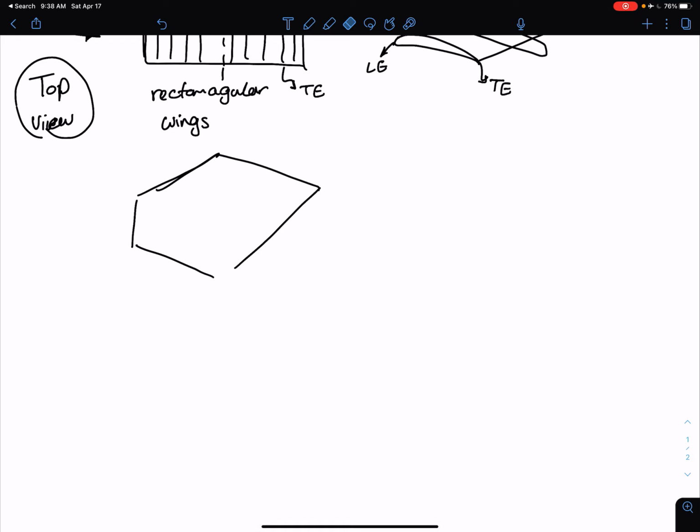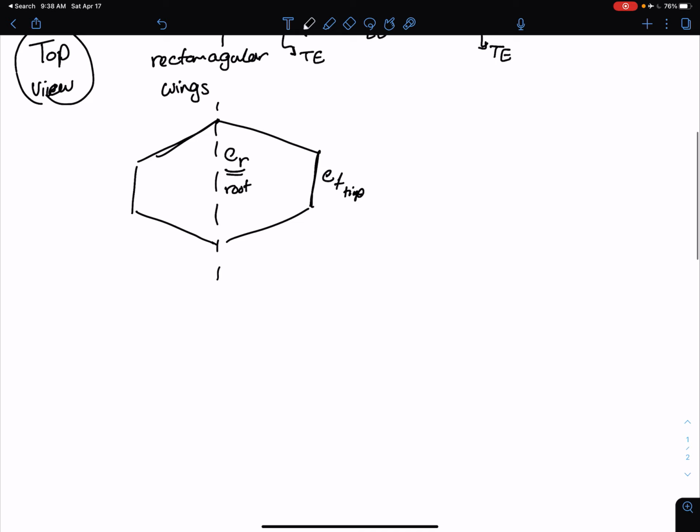So we can have a wing with a non-uniform chord. This is going to be your midplane or root, and the chord length of the root is called CR. This is going to be the chord length of the tip. So root of the wing, tip of the wing, and we use CT to identify them. You also have to keep in mind the span of the wing is usually B in our cases.